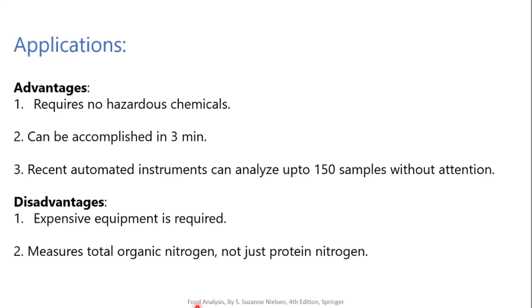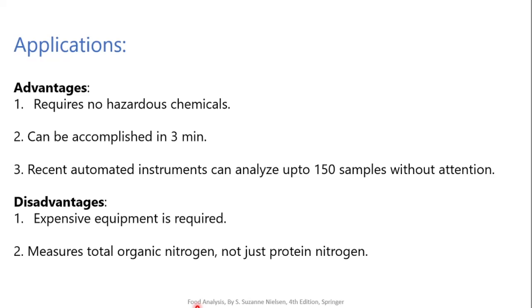Now what are the disadvantages? Here we require expensive equipment. For example, the GC column is quite expensive. Also combustion equipment is expensive. The detector is also expensive, that's why this instrument is quite expensive.